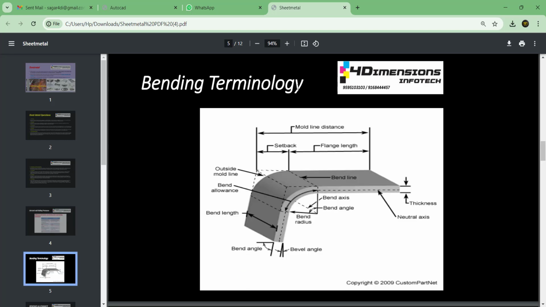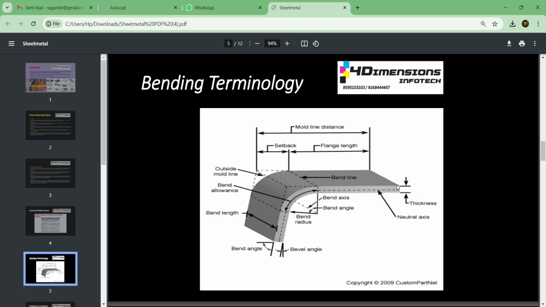Then here it is shown the bending terminology. One piece of sheet metal is bent here. You can see this straight portion is shown as flange length, and this straight portion which was earlier then bent is shown as setback. Here this neutral axis portion in between which is bent is known as bending allowance. This width of the sheet metal piece is known as bending length. Here the inner side of the angle is known as bending angle, and the inner side of the radius is known as bending radius. Outer side is not known as bending radius. We have to refer to the bending radius as the inner side radius. So always keep in mind that we are going to refer to the inner side radius as the bending radius.